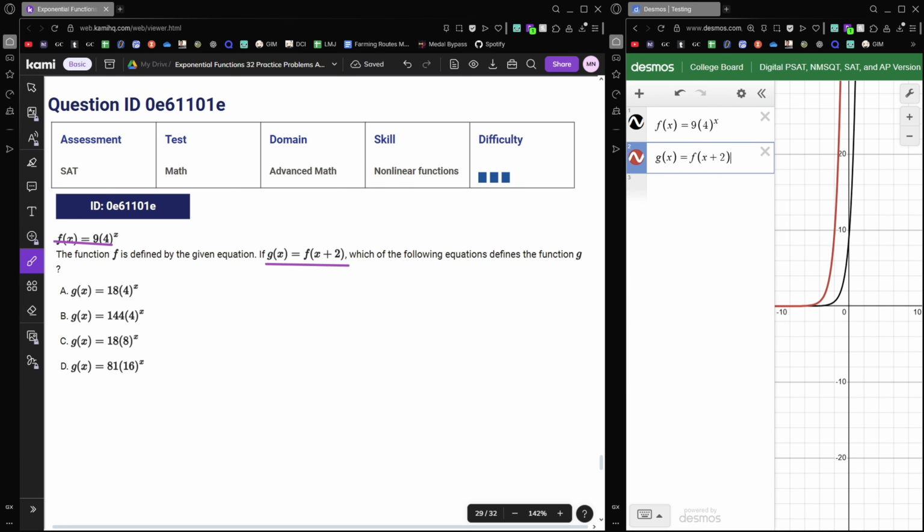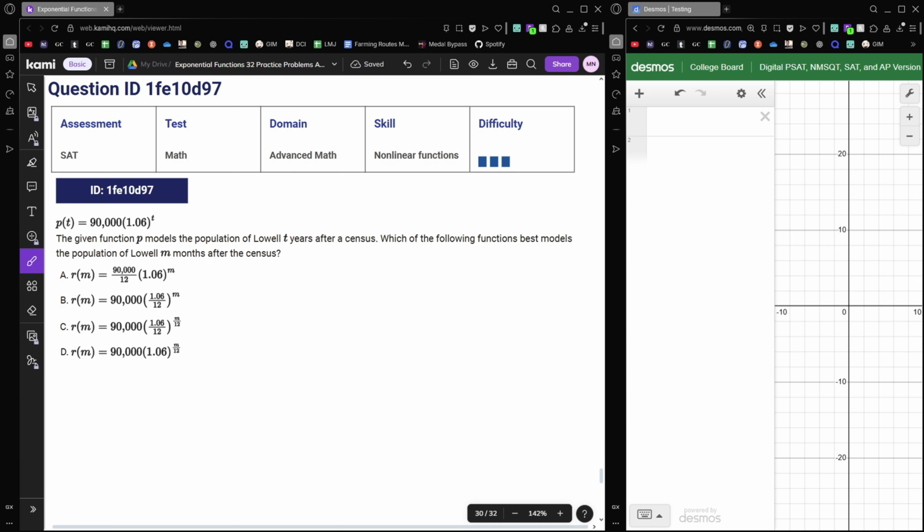Now you can click the colored circle to the left to turn off the graph, so I'm gonna turn off f of x because we don't need to see that. Now let's start plugging in our answer choices. Here's answer choice A, and the graphs do not match, so A won't be our answer. Here's answer choice B, and the graphs do match, so that means that B will be our answer.